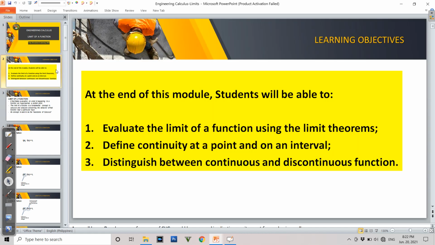So we have the following learning objectives. At the end of this module, you will be able to, number one, evaluate the limit of a function using the limit theorems. Then define continuity at a point and on an interval. And then we distinguish the difference between the continuous and discontinuous function.